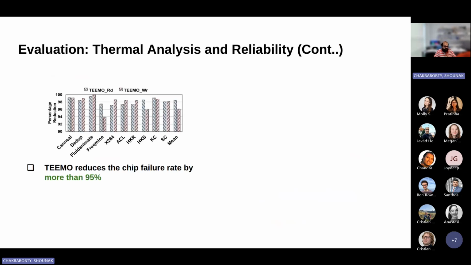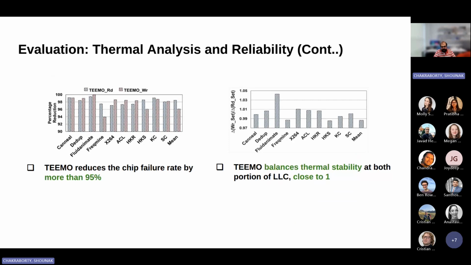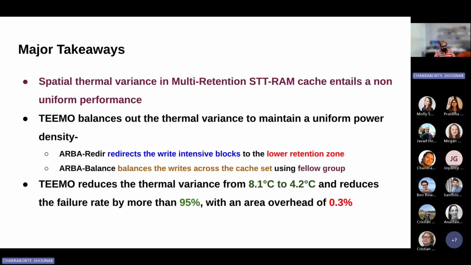Now we have the thermal analysis and the reliability mode. Here you can see the percentage of reduction in terms of chip failure rate, which is more than 95% for both TIMO read set and write set. And the ratio of the thermal stability of read set and write set is very close to 1 for most of the cases here. So that implies that TIMO really performs better than the prior work.